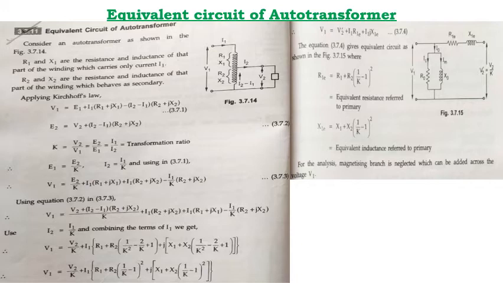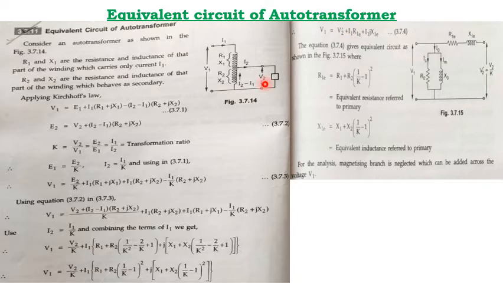This is the continued part of the second module, that is auto transformers and tap changing transformers. In this video let us discuss the equivalent circuit of an auto transformer. You know the equivalent circuit of a regular transformer. So this is also similar to the equivalent circuit of the regular transformer.